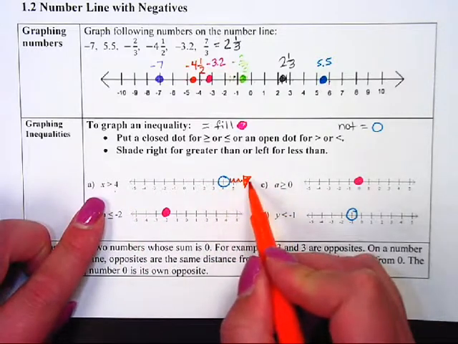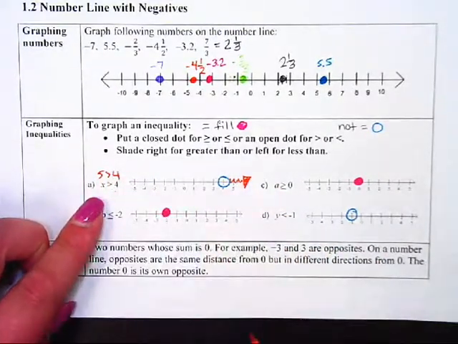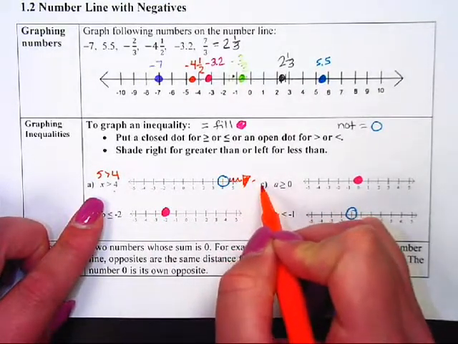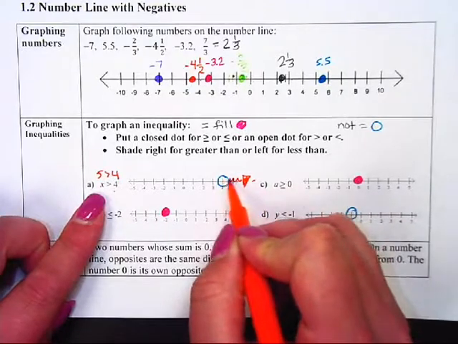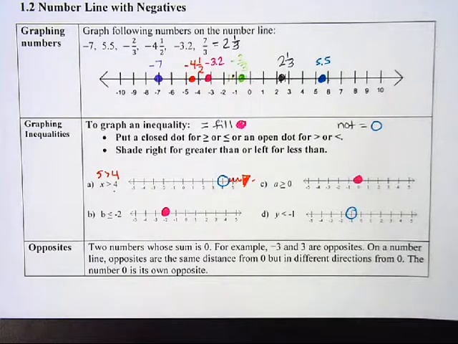But I shaded to the right, so let's try 5. Is 5 bigger than 4? Yes, it is. I could keep going. Is 6 bigger than 4? Is 7 bigger than 4? Yes, anything in this direction is bigger than 4. Even 5.7 decimal is also bigger than 4. That's why we shade it.